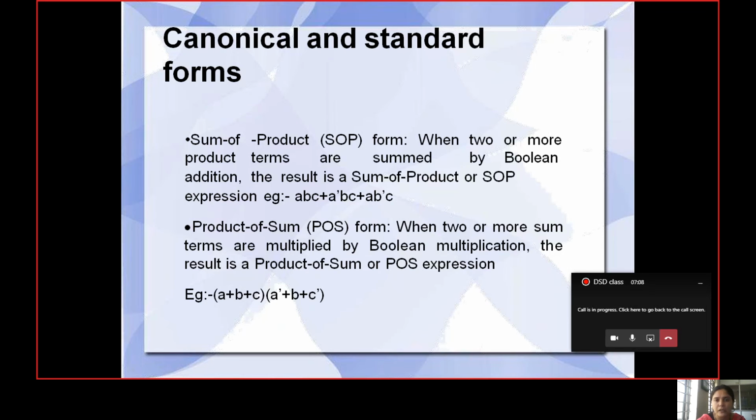Now coming to the canonical and standard forms. In canonical, we have two standard forms, that is sum of product form and product of sum form. These are the two forms. Whenever the word canonical comes, they'll be asking some questions regarding this, like convert the following expression into canonical sum of product or convert it into canonical product of sum. So how will you do?